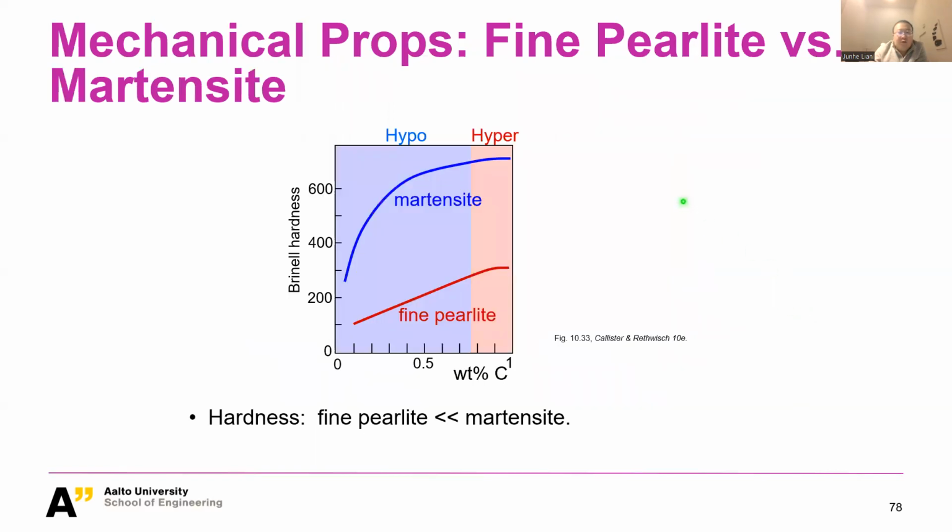You're probably wondering if fine perlite is the hardest, or martensite is. Here I'm giving you a picture. It shows the comparison between fine perlite and martensite. You can see martensite is really the hardest in steel, and it gives a Quinol hardness for rather large carbon concentration above 600 Quinol hardness, which is almost double or even triple that of the fine perlite.